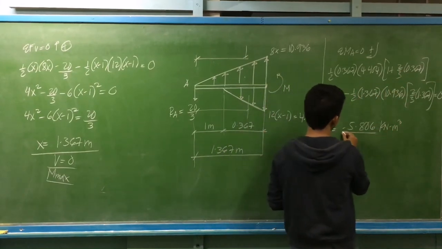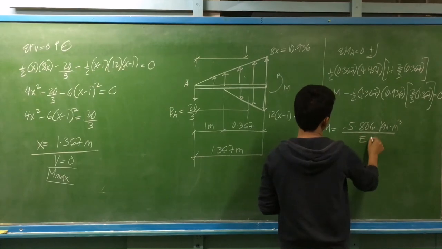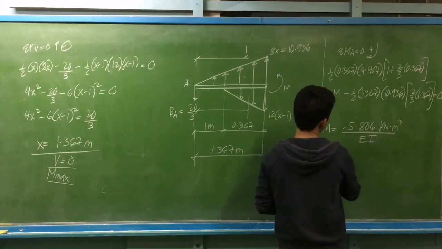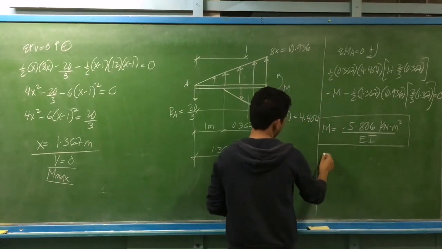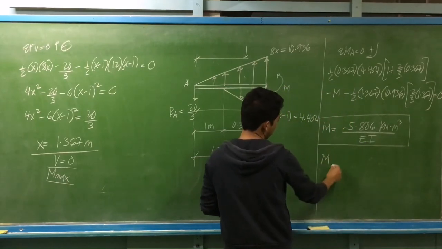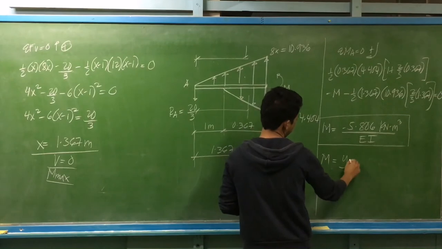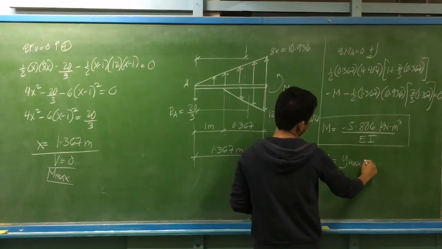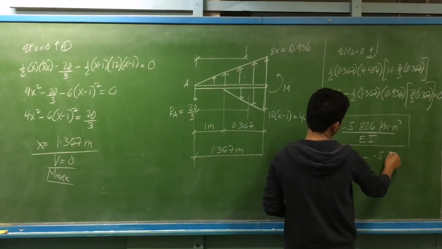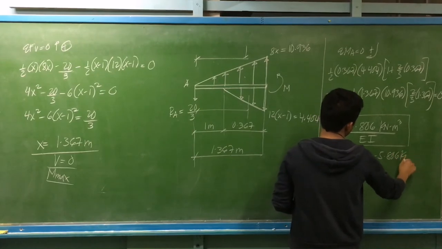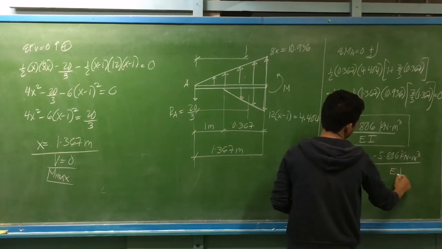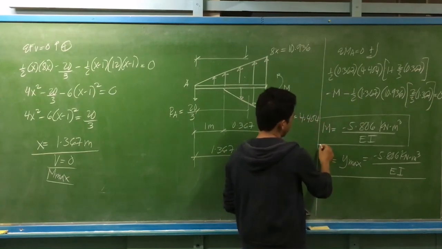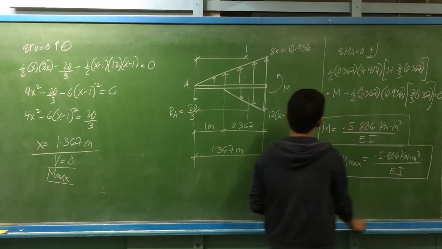So all over EI. So take note, the moment on the conjugate beam is the same as the deflection on the real beam. So negative 5.806 kilonewton meter cube, all over EI. Alright, that will be the value of the maximum deflection.